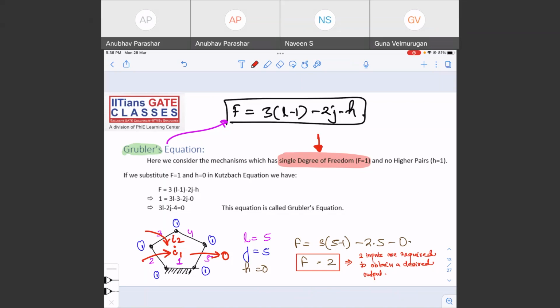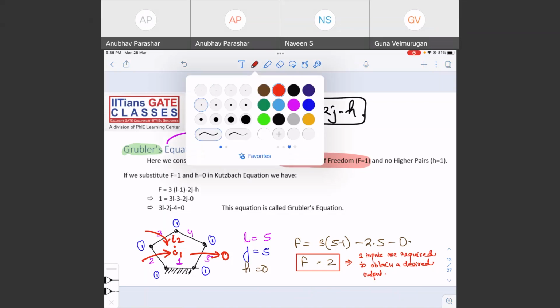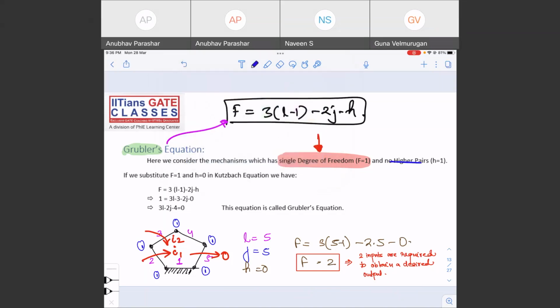Most of the mechanisms will have single degree of freedom, and most of the mechanisms will have no higher pair. No higher pair means h is equal to 0. Most of the mechanisms will have single degree of freedom and no higher pair, right?